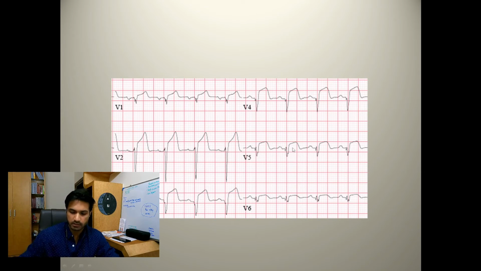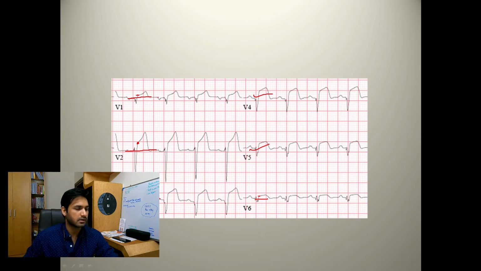Over here in this, we can see that there is ST elevation. This point is above the baseline. This point, the J point, is above the baseline. Over here also it's above the baseline. Similarly in V4, V5, V6 just a little bit.